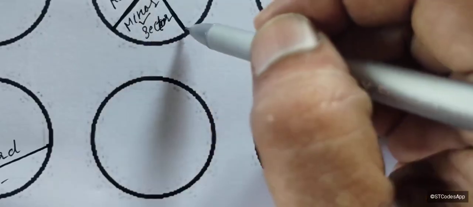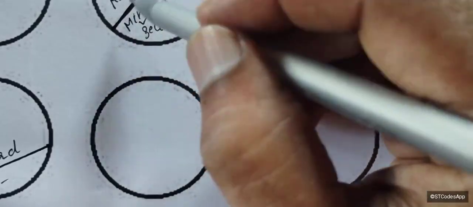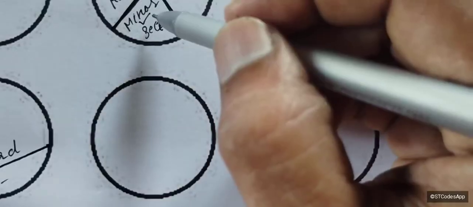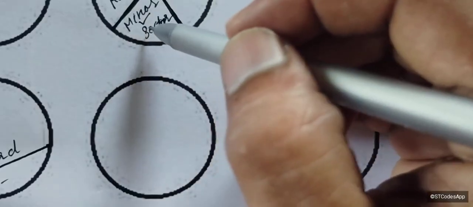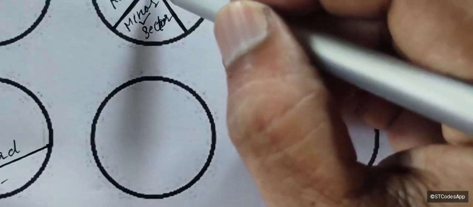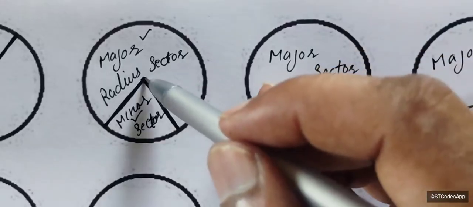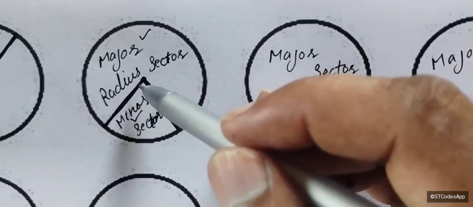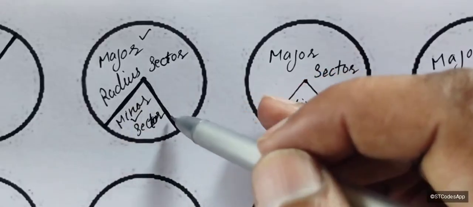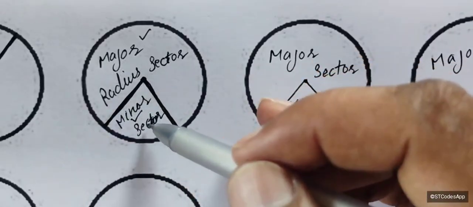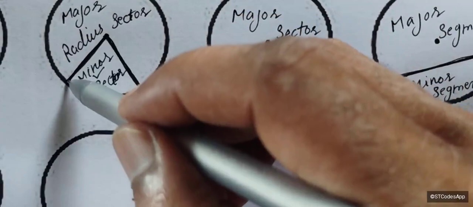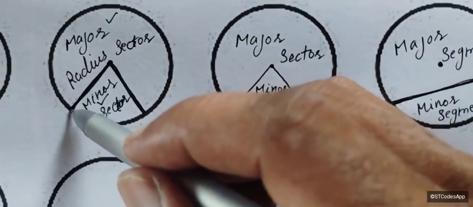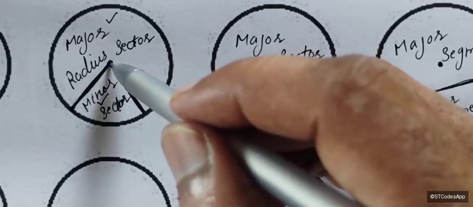When two radii have been formed, they will make two parts of a circle. One will be the major sector and the other will be the minor sector, because a radius always touches the center. Radius is the line which starts from the circumference and reaches the center only. It is not crossing the center.